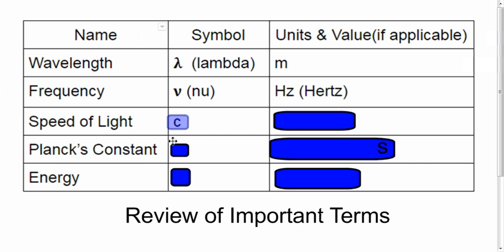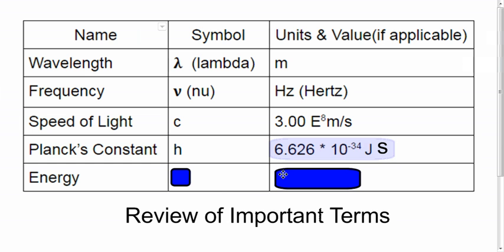The speed of light symbol is c, and its value is 3.00 e to the 8th meters per second. Planck's constant, which helps you figure out how much energy a given electromagnetic ray has, is 6.626 e to the negative 34th joule seconds. And energy is measured in joules.